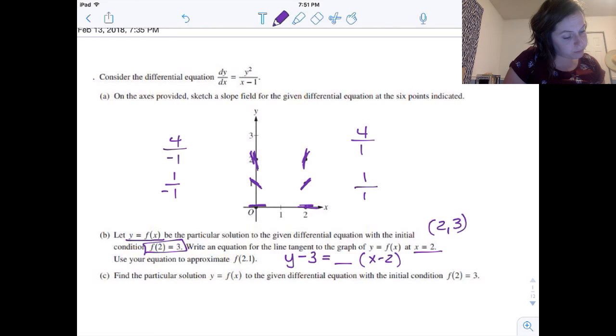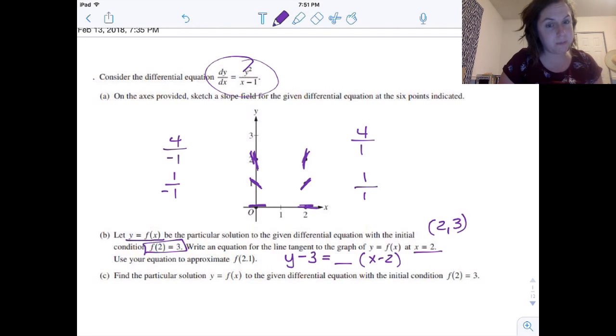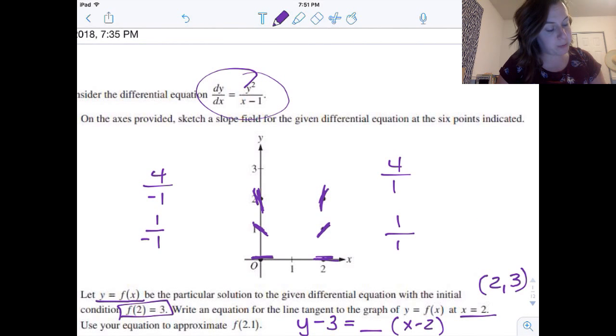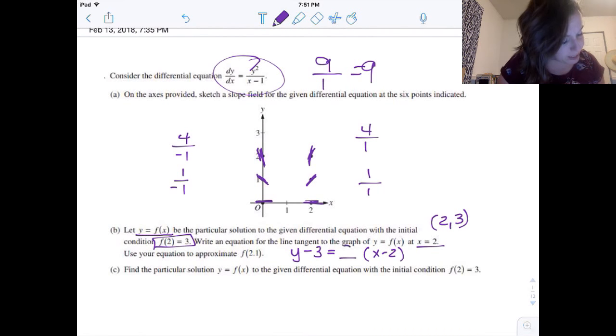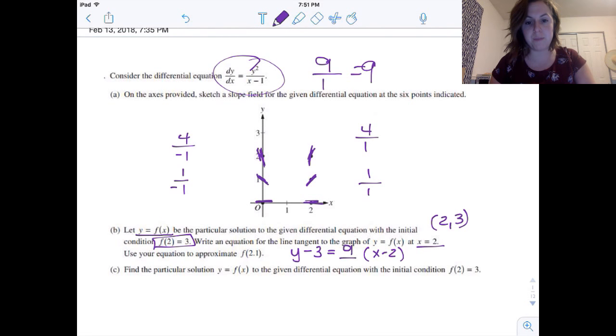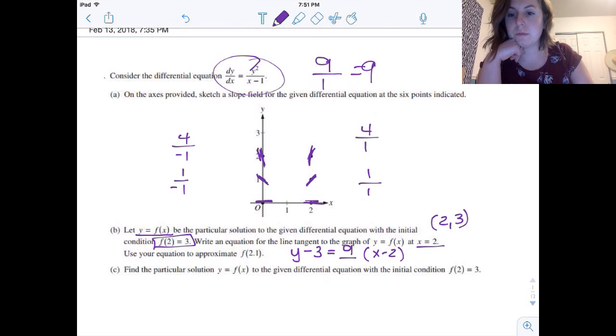So my slope here, I'm going to plug this in, is going to be 3 squared, which is 9, over 1. So your slope there is 9. So take a look at that. Make sure you feel okay about that. Okay. So again, my slope there is 9 because I'm using the point (2, 3).